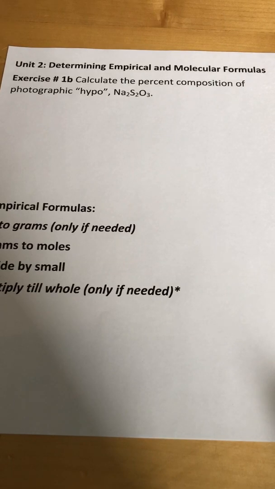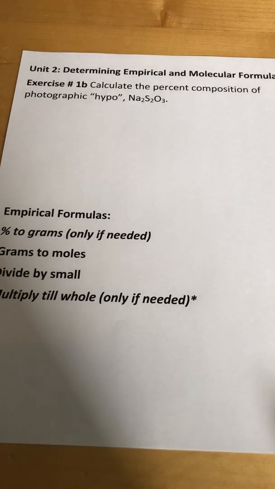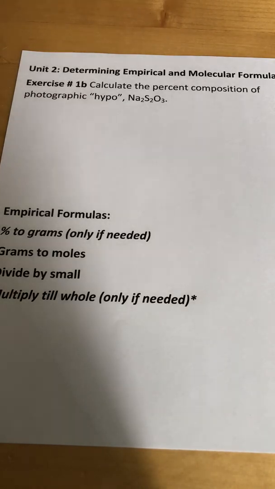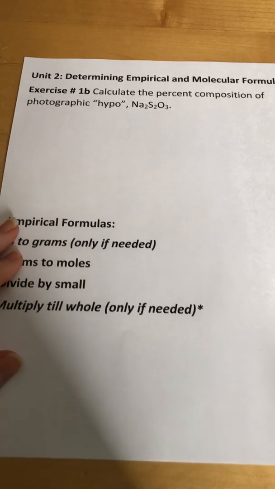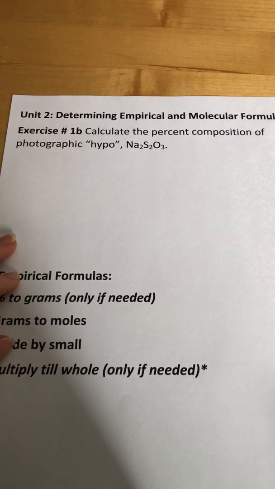Before I do an empirical formula example, I wanted to do one showing you how to calculate percent composition. I do think the textbook does a really good job walking you through these step by step, but since they tie well into empirical formulas, I thought it would be good to go through one. I'm going to do one from exercise number 1, in the determining empirical and molecular formula section of your textbook under unit 2.